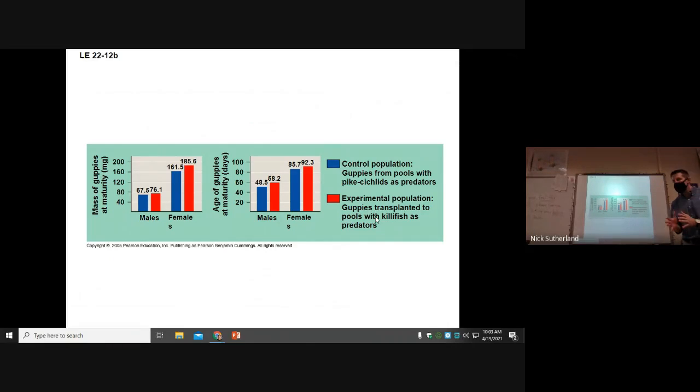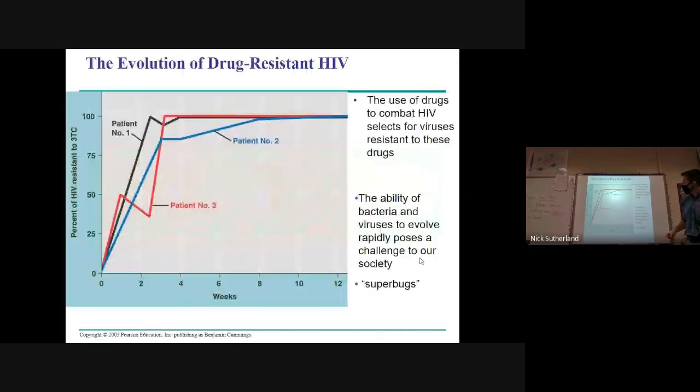It was no longer the pike cichlid fish that was eating them. It was this other predator. And so as a result, they changed based on the predator that was now feeding on their population. Kind of a crazy thing. If you want to go in for more detail, feel free. I'm not going to really get into this. That's part of what you should be doing, is going in and interpreting this stuff. And if you try it and you want some more interpretation, you can come ask, okay?